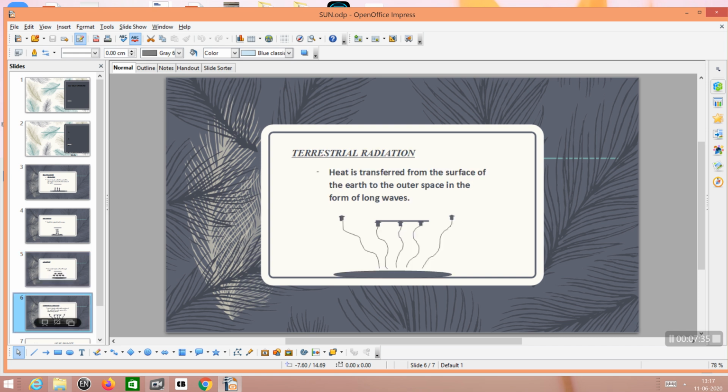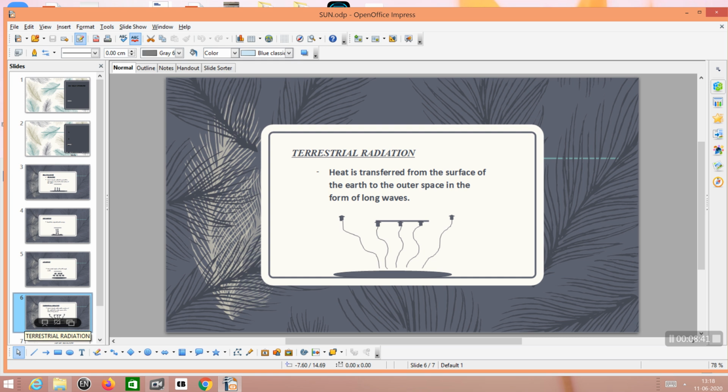Okay, next one is terrestrial radiation. Terrestrial radiation is the re-radiation from the Earth's surface. That means heat is transferred from the surface of the Earth to the outer space in the form of long waves. That means in this process, heat is transferred from the lower part of the atmosphere to the upper part of the atmosphere in the form of waves. But in the other three processes, conduction, convection and advection, the heat is transferred from the lower part of the atmosphere to the upper part by molecules of air. But here in this process, heat is transferred as long waves.